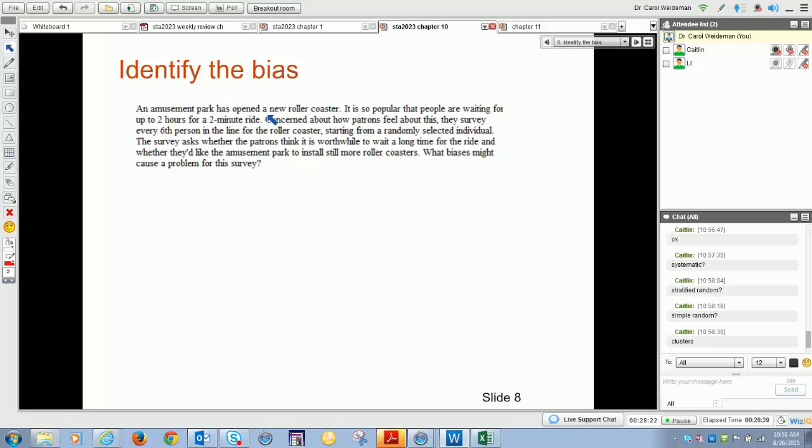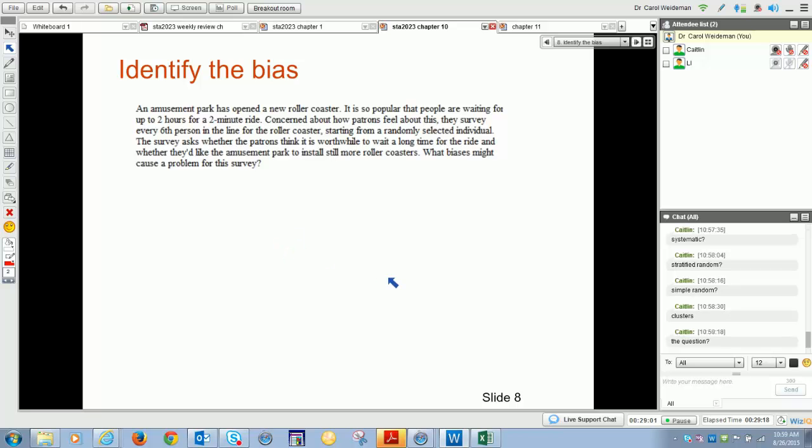An amusement park opened a new roller coaster. It is so popular that people are waiting for up to 2 hours for a 2-minute ride. Concerned about how patrons feel about this, they survey every 6th person in line for the roller coaster, starting from a randomly selected individual. So they're doing systematic sampling. The survey asked whether the patrons think it is worthwhile to wait a long time for the ride, and whether they'd like the amusement park to install still more roller coasters. What biases might cause a problem for this survey? What kind of biases are there with this particular survey situation?